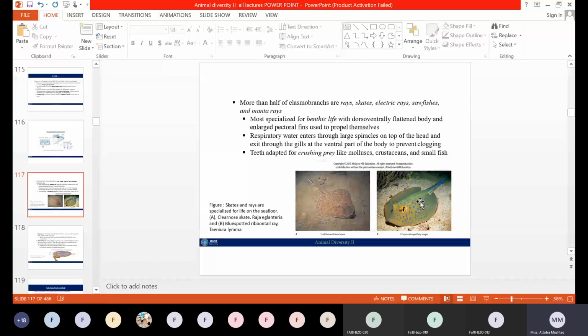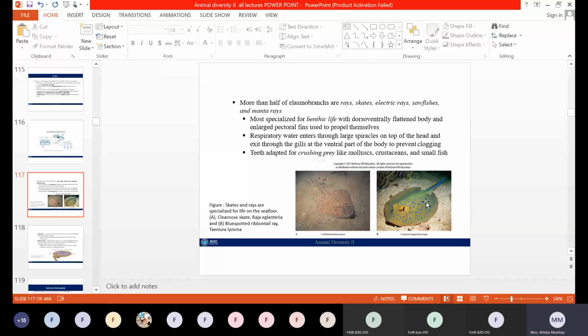Like mostly benthic, they live a benthic life, they live at the bottom of the sea, so they have to camouflage themselves from other organisms, and for that purpose there is a variety of color patterns present on the dorsal surface that helps them to camouflage themselves, right?